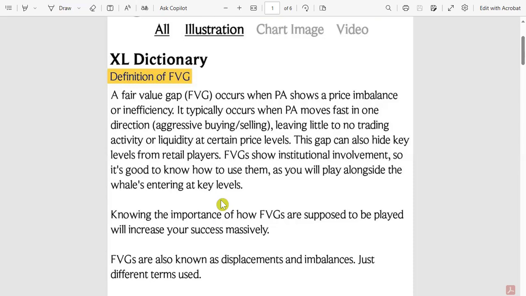When we talk about an aggressive move, it means we just see a single type of candle moving in just one direction. If we are in an uptrend, we will see a bunch of bullish candles being formed. And if we are in a bearish move, then we will see consecutive bearish candles being created, and they tend to have large bodies and very small wicks. This kind of aggressive movement tends to leave little or sometimes no trading activity.